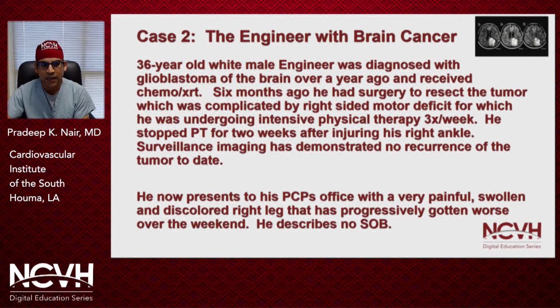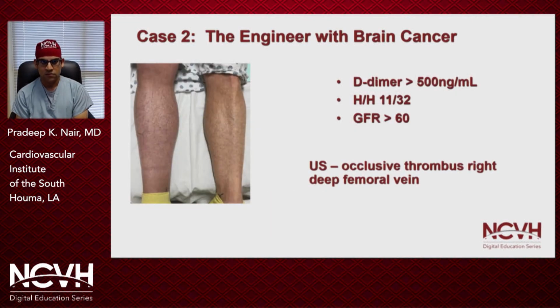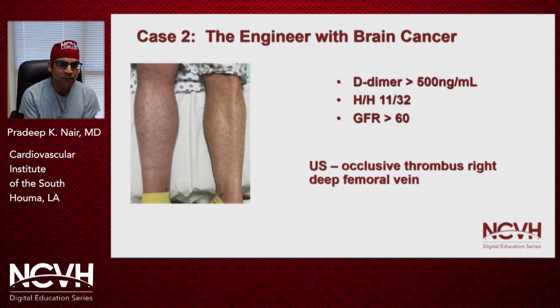a painful, swollen right leg with discoloration. He had no shortness of breath. So this is his initial picture of the leg. You can see that his blood work showed an elevated D-dimer, and he had an occlusive thrombus in the right deep femoral vein. You can see the reddening of the skin, where he had significant pain, as well as swelling in that leg.